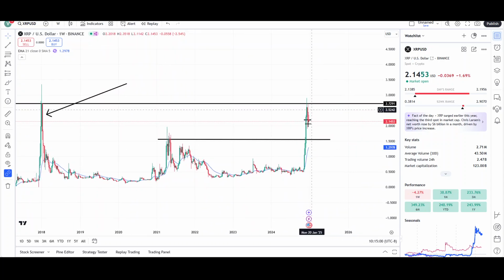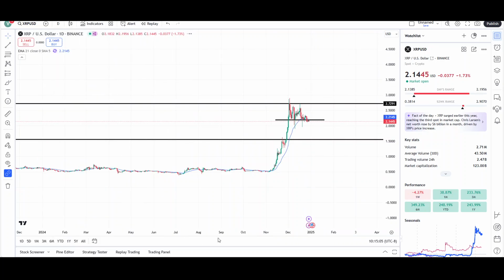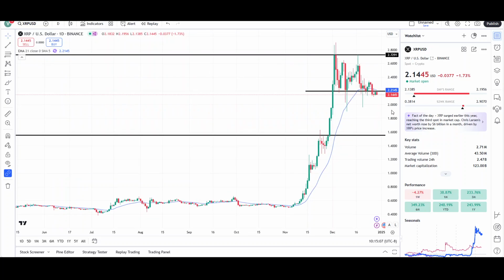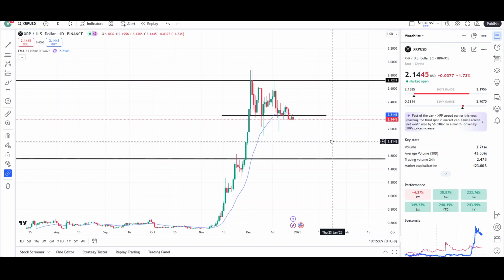As right now, the chart is telling me that we can continue to see higher prices, but we have to let this pullback play out. So all I have for XRP against the dollar on the Binance exchange.